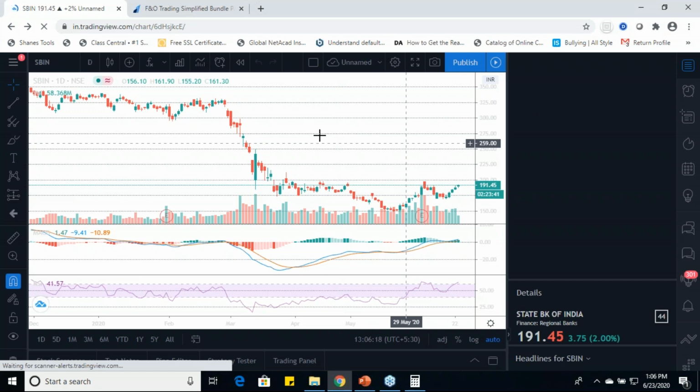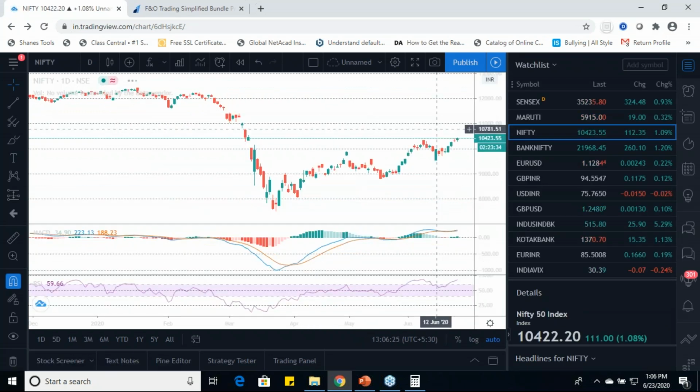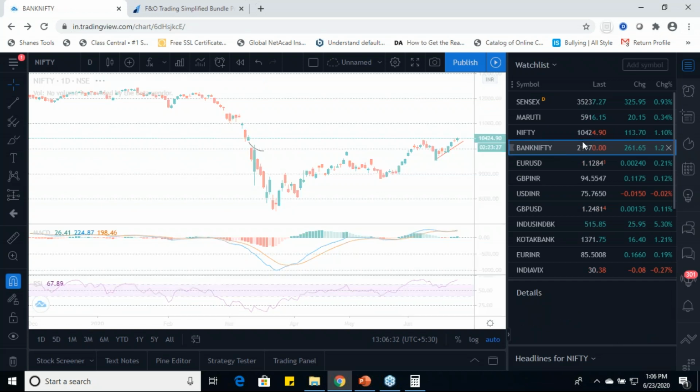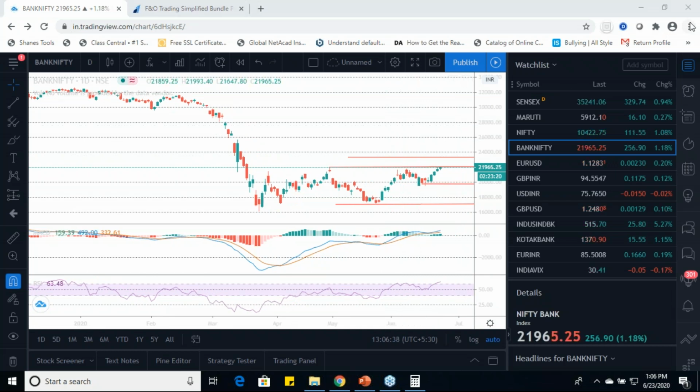Okay. Let me just check the Nifty again. I think the Nifty is moving to a new high. As we can see, Nifty is trying the retracement of 560, and that's it. And the Bank Nifty has again broken down to a new level, and now let's see if it goes further up on the upside. So that's what the Nifty and the Bank Nifty are doing.